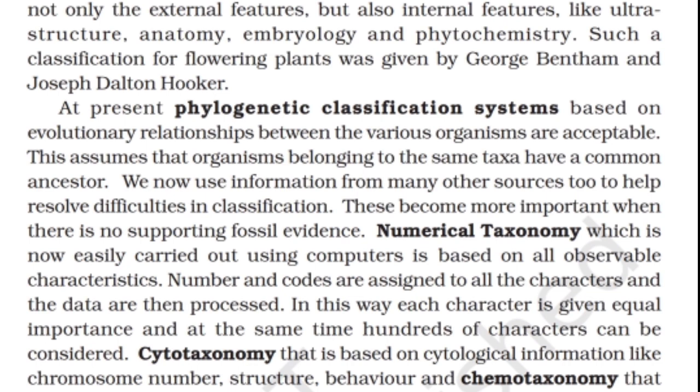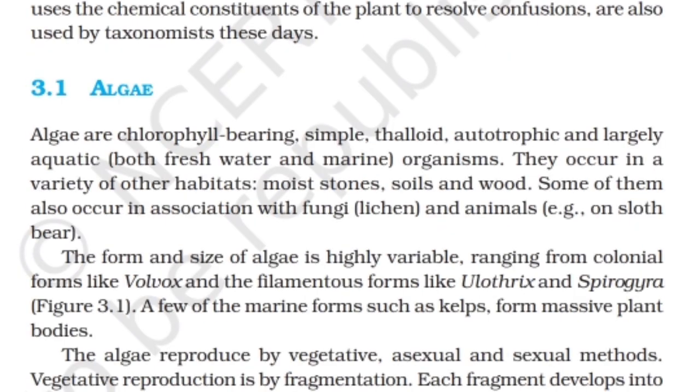Numerical taxonomy, which is now easily carried out using computers, is based on all observable characteristics. Numbers and codes are assigned to all the characters and the data are then processed. In this way, each character is given equal importance and at the same time hundreds of characters can be considered. Cytotaxonomy, that is based on cytological information like chromosome numbers, structure, behavior, and chemotaxonomy, that uses the chemical constituents of the plant to resolve confusions, are also used by taxonomists these days.